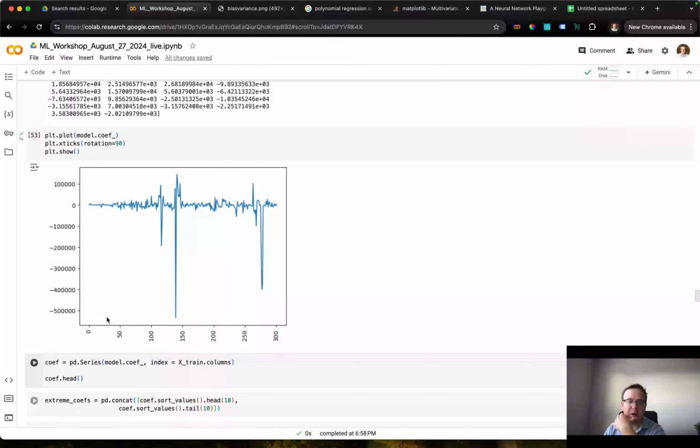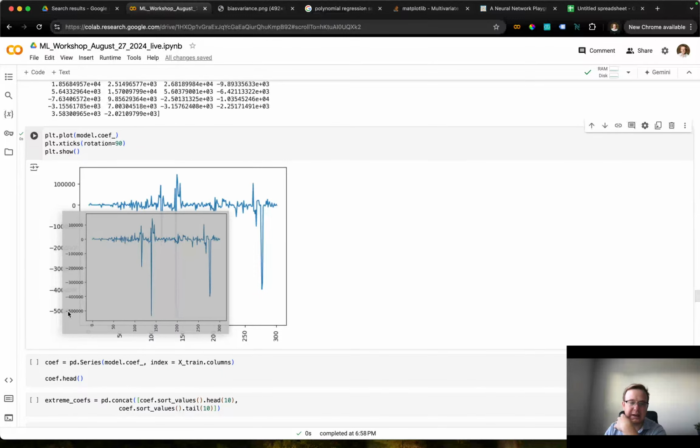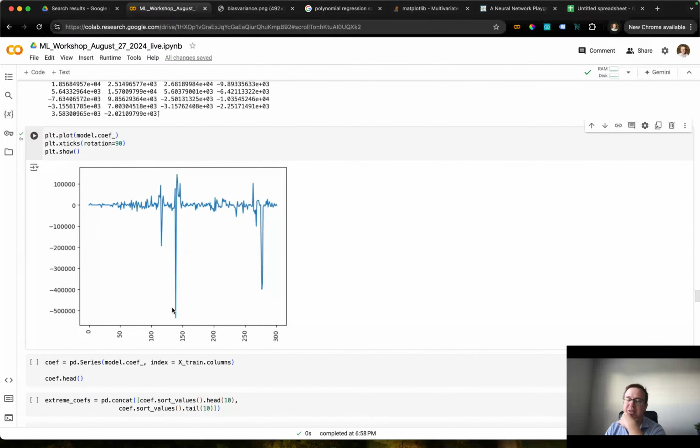whoa, one of my coefficients has a value of negative 500,000. It means if that x variable is present, drop the home's value by 500K. The average price of a home here is like 198,000. So that is a wonky coefficient. This one here drops the value by 400K. This one drops the value by 200K.